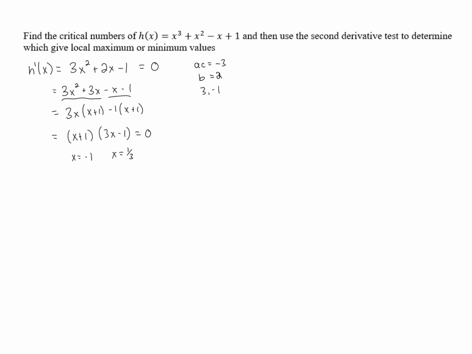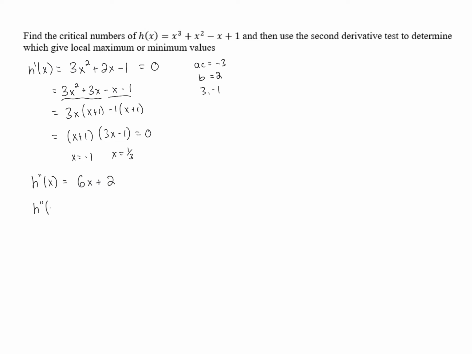I'm setting those equal to 0 and solving in my head. If you can't do that, then you can certainly write them out yourself. But these are our critical numbers. Then to test whether they give local maximum or minimum values, we will need the second derivative. And to get that, we have to differentiate the first derivative, and that's going to give us 6x plus 2.